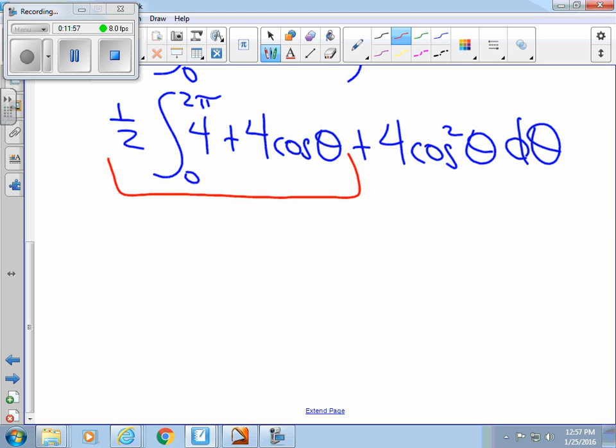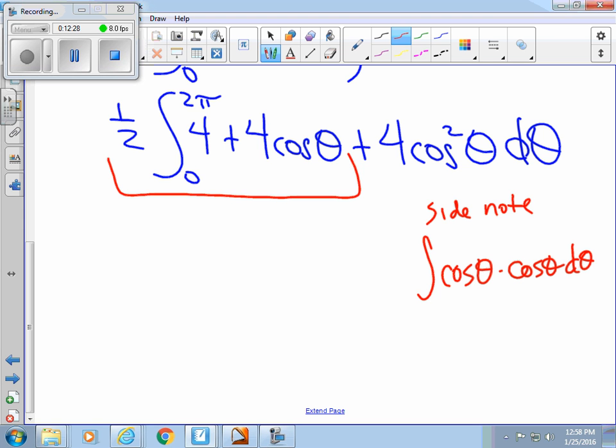Would you take the 4 out? Yeah, probably. And then just do cosine squared. I would probably side note and do the integral of cosine times cosine. U is cosine theta, dV is cosine theta. Go from there.